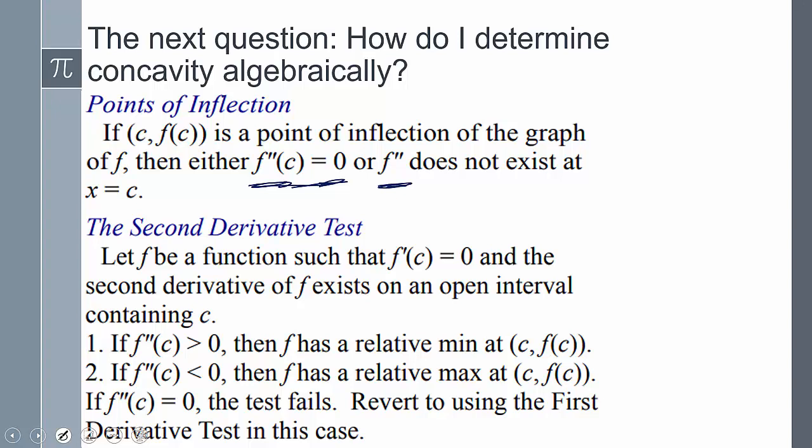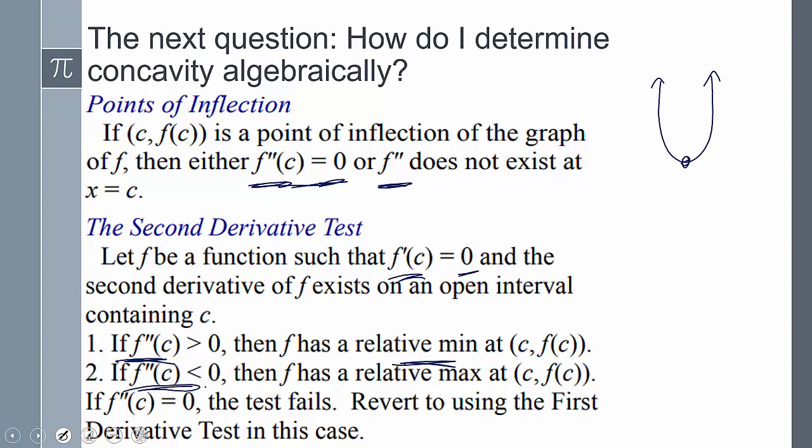The second derivative test: let f be a function such that your derivative equals 0 and the second derivative of f exists on the open interval. We can determine if the value of c is going to be a max or a minimum using the second derivative. If the second derivative is positive, then we can say that it's a relative minima. The reason is because if it's concave upward, that has to be a minimum.